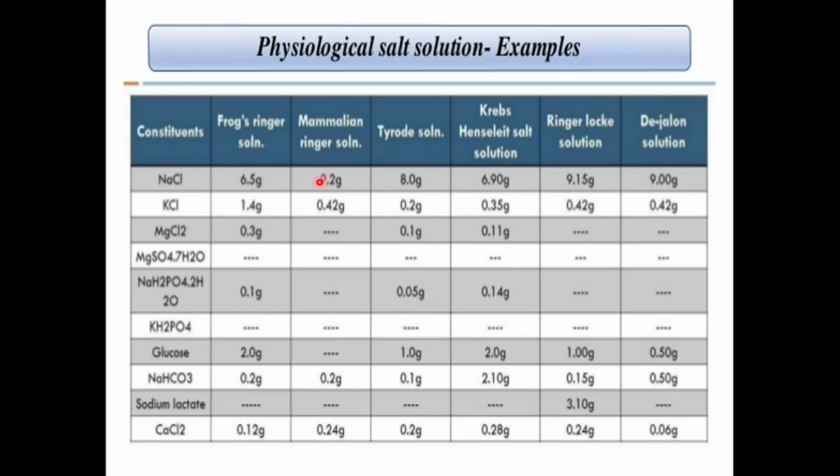So different quantities are used to make the different salt solutions, and these quantities are best suited to the physiology of the fluid inside the animal body from which you have taken out the animal tissue or the muscle. So by changing the quantity of the constituents, you will get a different salt solution. These are all the quantities for 1 liter of the salt solution.